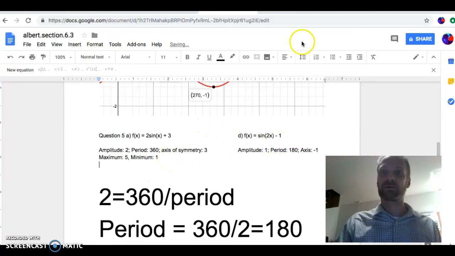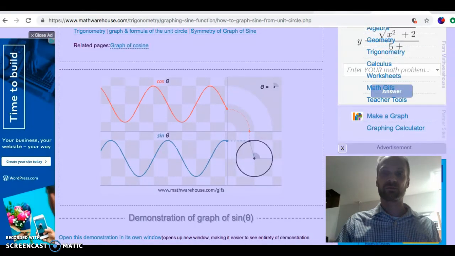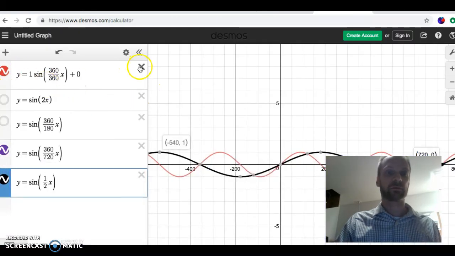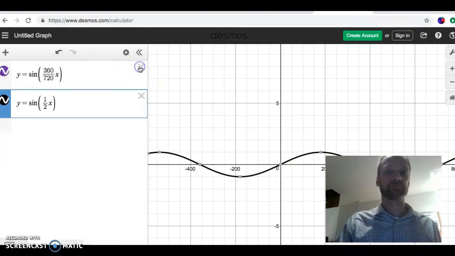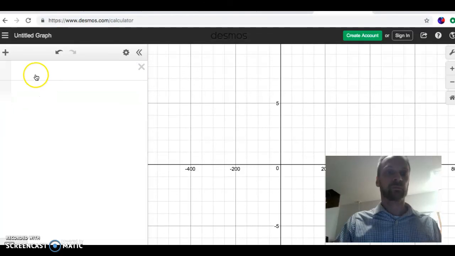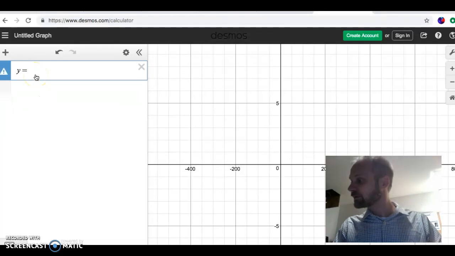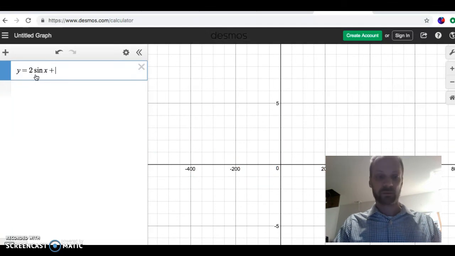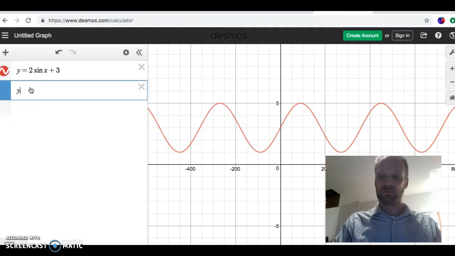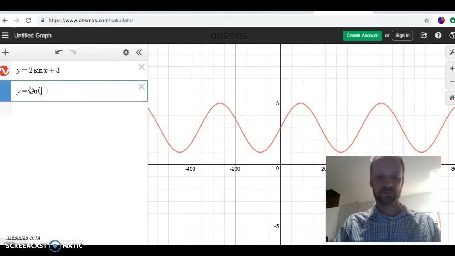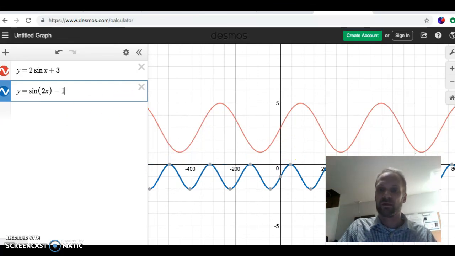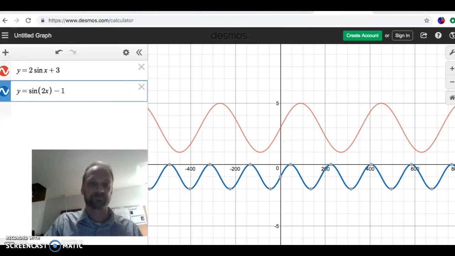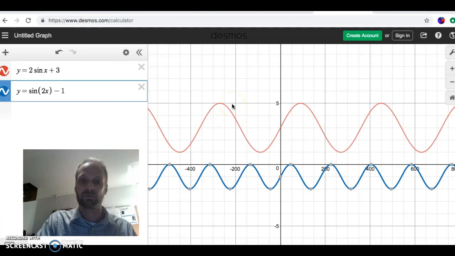Please make sure that you're actually making pictures of your graphs. Sorry, my apologies. So you can just X all these out. Do have pictures of your graph. What is it? y equals 2 sine x plus 3, and y equals sine 2x minus 1, and then you can see that, you know, take a quick picture of this.